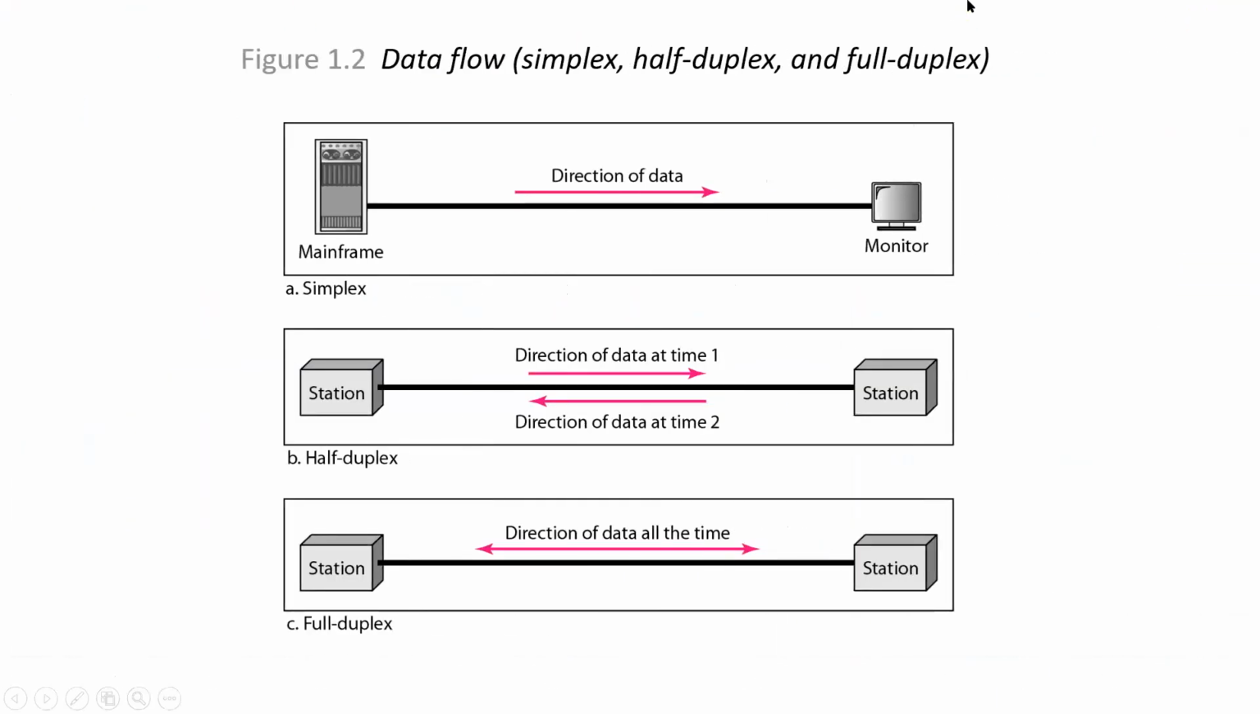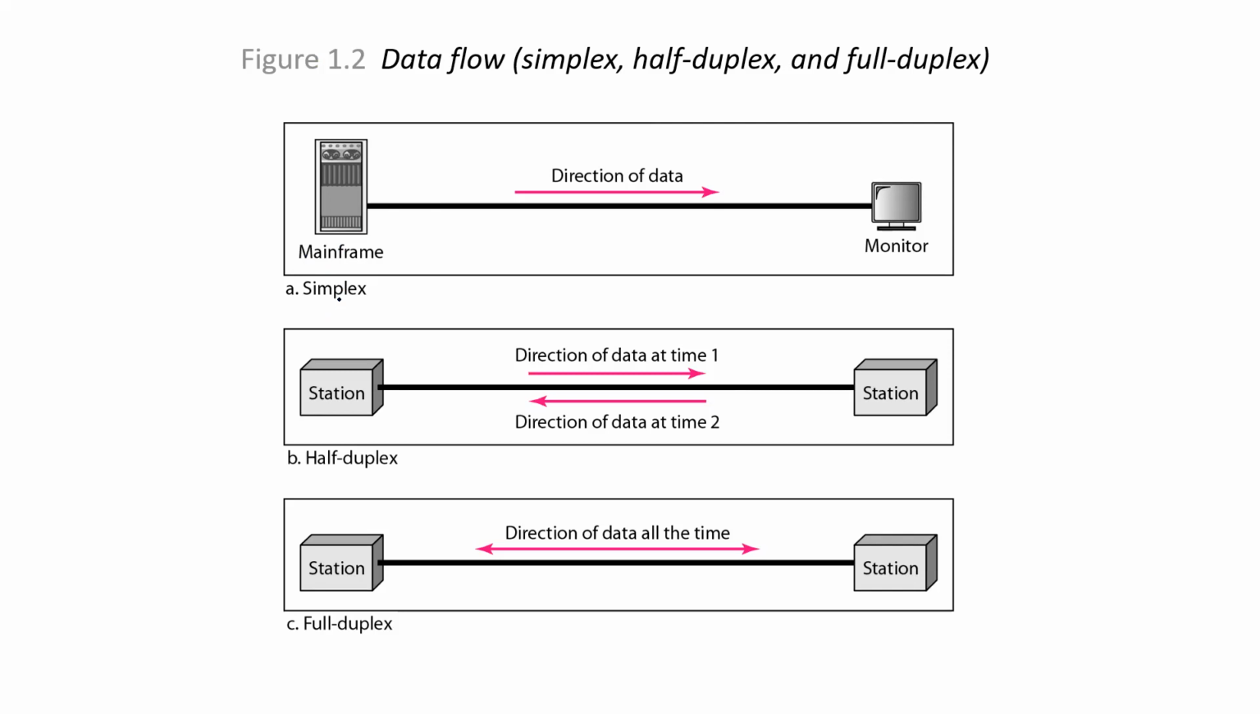So in the case of flow of networks, data flow, communication between two devices can be either simplex, half duplex, or full duplex. So basically we are talking about the flow between two devices. We have seen the communication between two devices and the different components. Now we are seeing how the data flows between two devices.